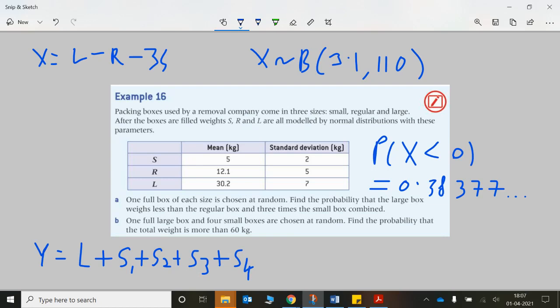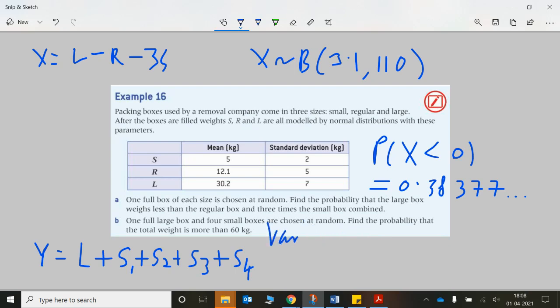And that doesn't make a difference when it comes to the expectation, because the expectation is still going to be this plus 4 lots of this. We can't do better than that. But when it comes to the variance, remember that the variance formula says variance of x plus y is equal to the variance of x plus the variance of y. And here we've got the variance of s1 plus s2 plus s3. So we've simply got to add together all of those variances.